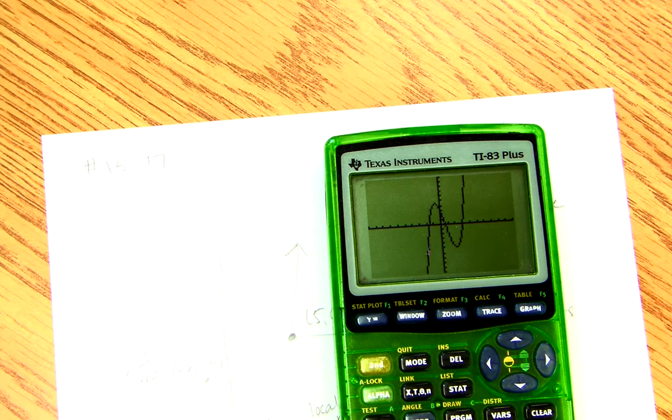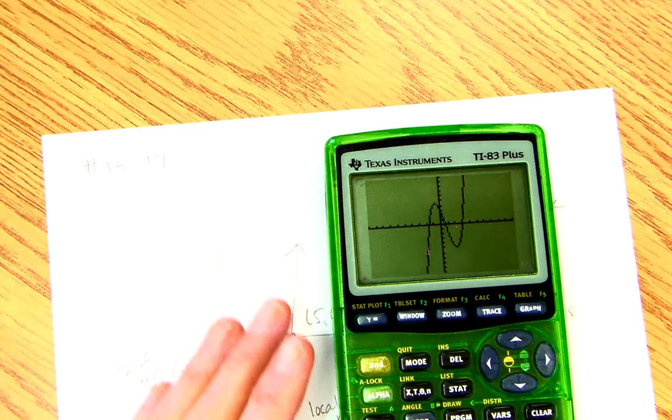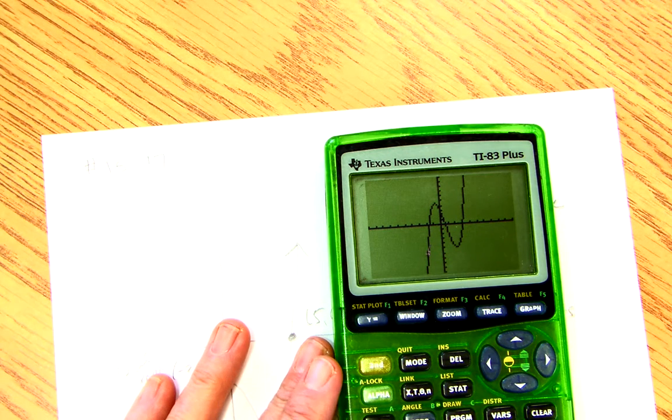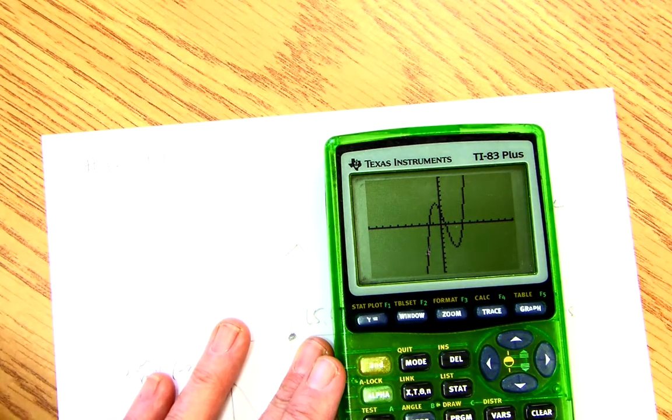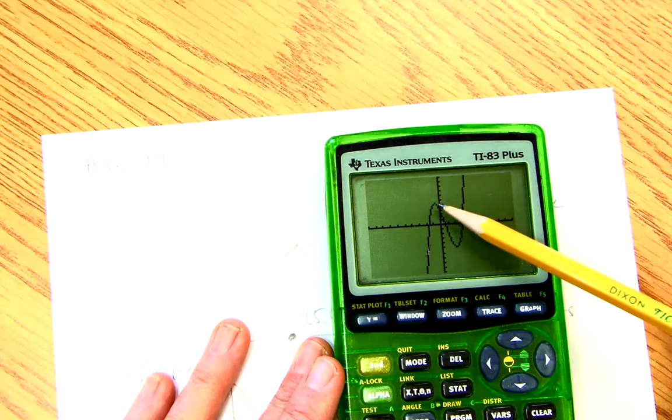Here's how to find zeros, and then maxes and mins on your calculator. So I have it, hopefully you can see it without a blur. I see 1, 2, 3 zeros and 1 max and 1 min. So let's start with the zeros.